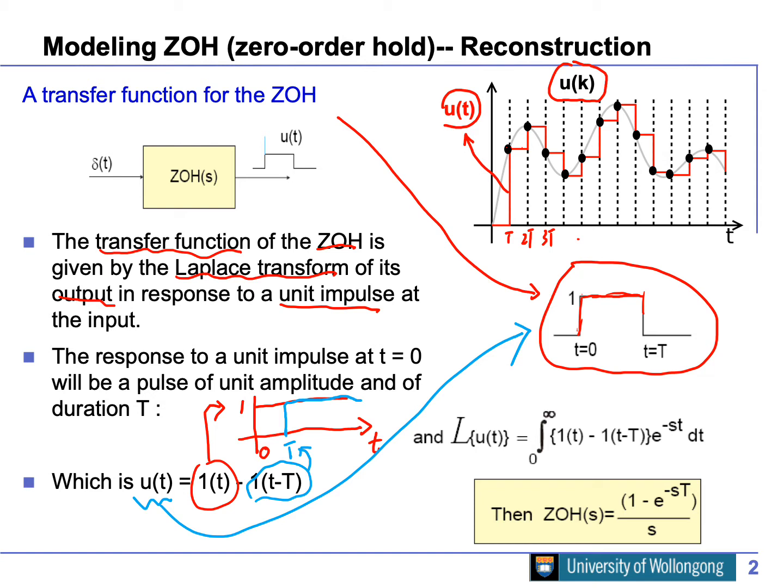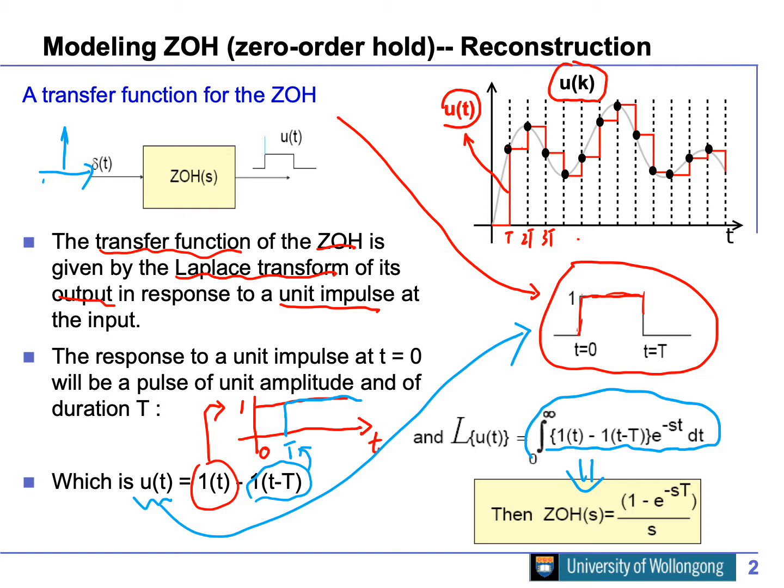So we have to find the impulse response of this. If the input is an impulse signal, what does the output look like? We don't derive this in too much detail. We take the Laplace transform, and the result is the following. The zero-order hold is just (1 minus e to the negative sT) over s.